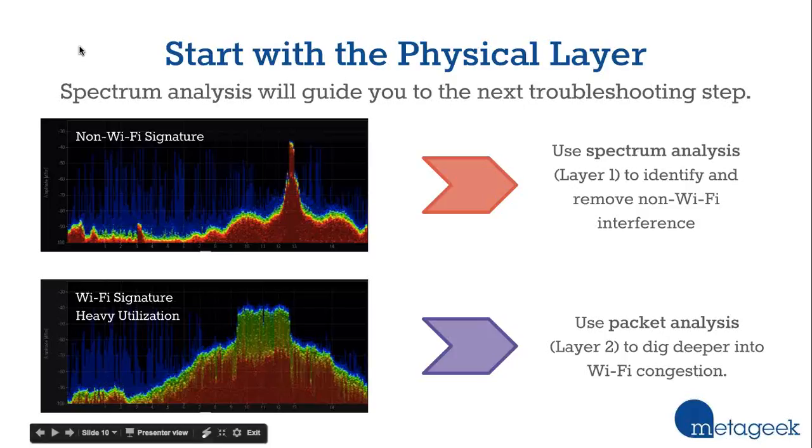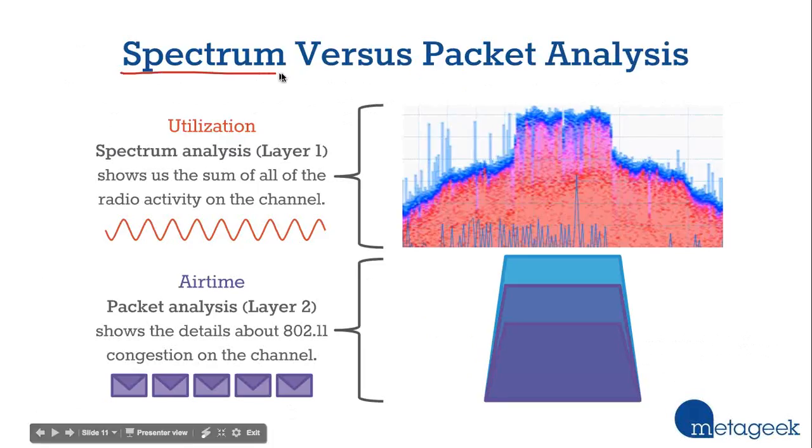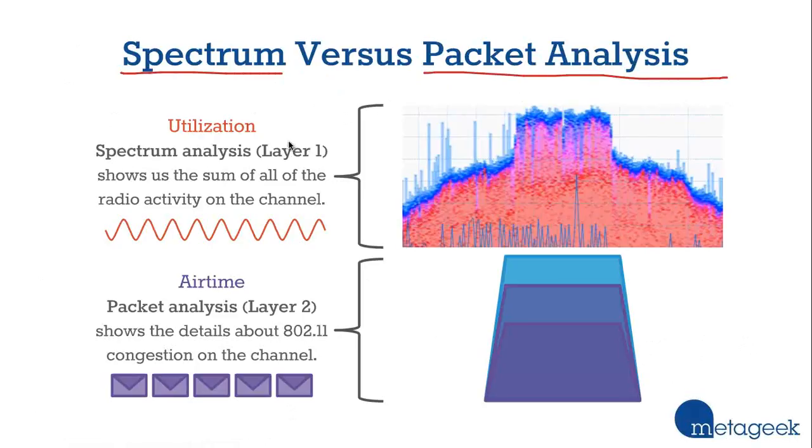There's a big difference between spectrum analysis and packet analysis. With spectrum analysis, that shows us utilization on each channel. Utilization basically is the sum of all the radio activity on the channel. It's the sum of all of the raw radio frequency activity on that channel. Think of it as looking at the raw radio waves. Whereas with layer 2, with packet analysis, instead of looking at how often the channel is being used from a utilization standpoint, we're going to look at how often the channel is being used from an airtime standpoint. How much time are all of these packets and all of these conversations taking on each channel? Packet analysis shows us the details about the 802.11 congestion on the channel.